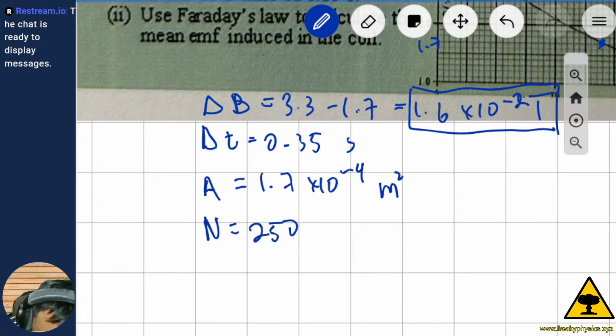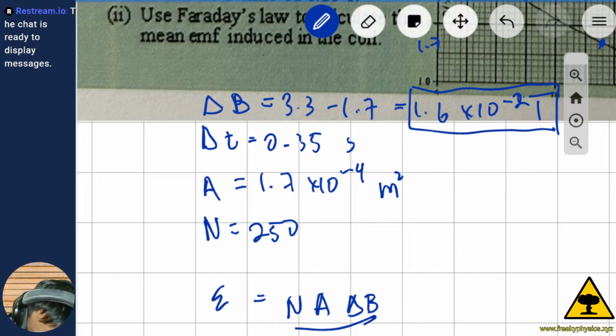So again, the induced EMF will be equal to N A delta B over delta T. Again, there's a negative sign in there, but we can ignore that for our calculations. So we just put our values in. Let's put that in the calculator.